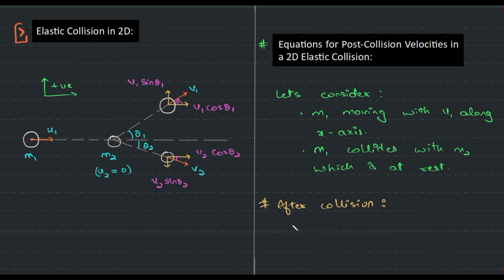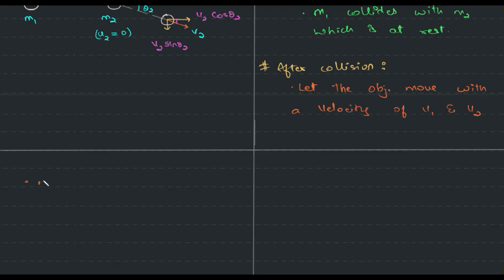Now let's look at after collision. Let the particles move with the velocity of v1 and v2, making an angle of theta 1 and theta 2 with respect to the x-axis.